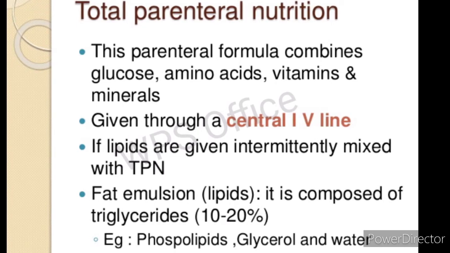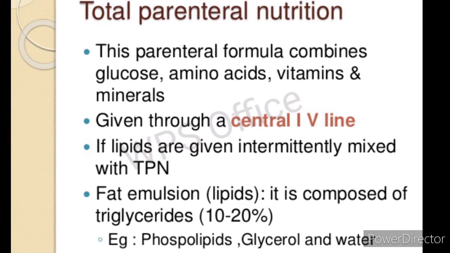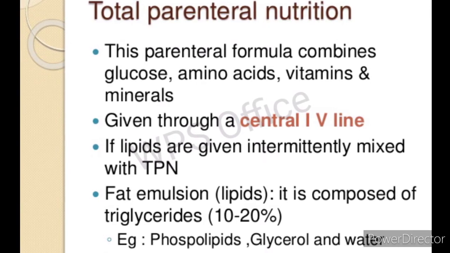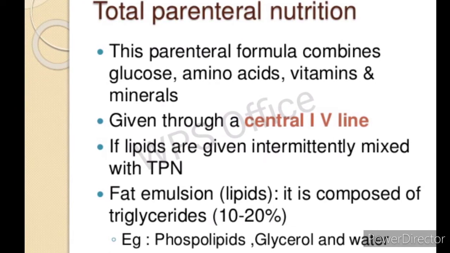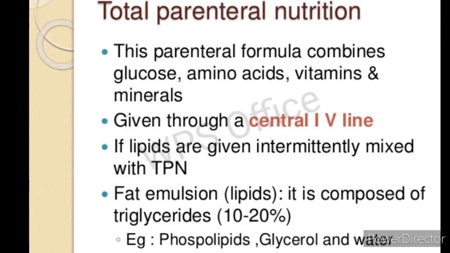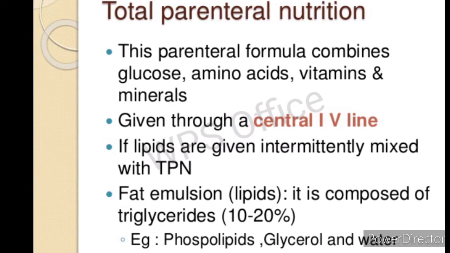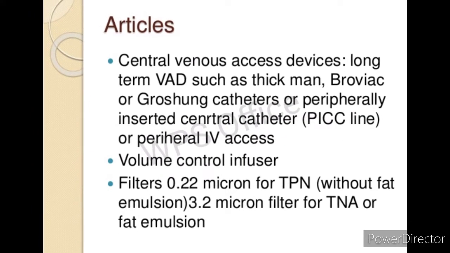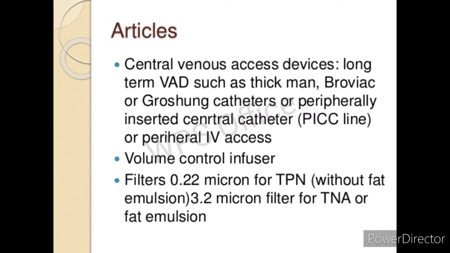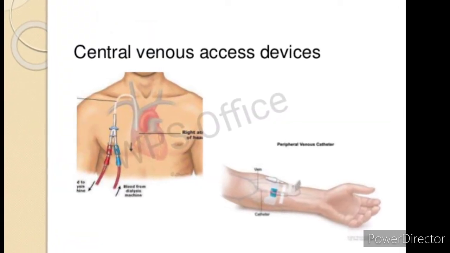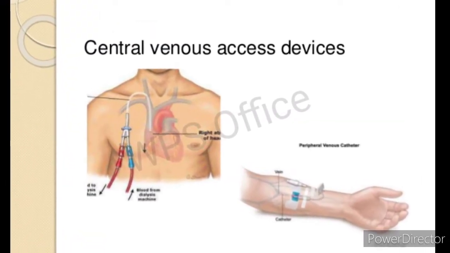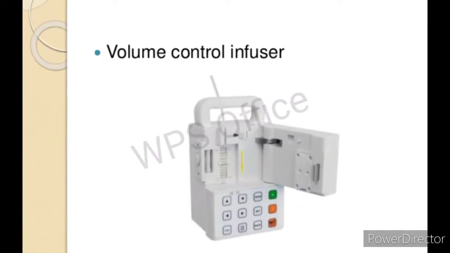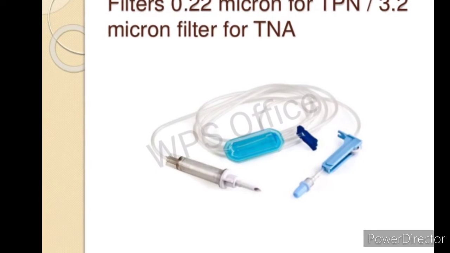Then total parenteral nutrition contains all the elements like carbohydrates, proteins, fats, lipids, vitamins and minerals. In the peripheral, it contains carbohydrates as a lesser concentrated glucose solution with amino acids, vitamins and minerals. So the articles include a central venous access device, like the central line. Then volume control infuser. Then filters.